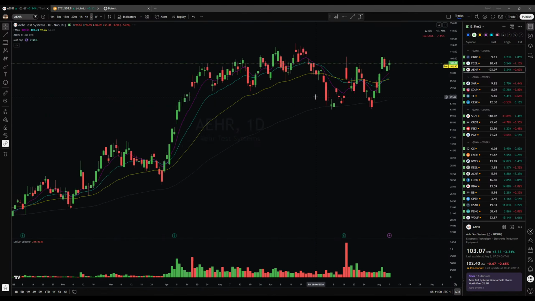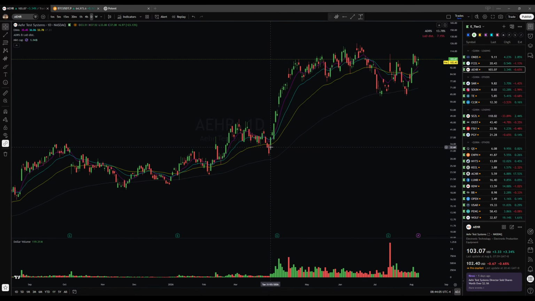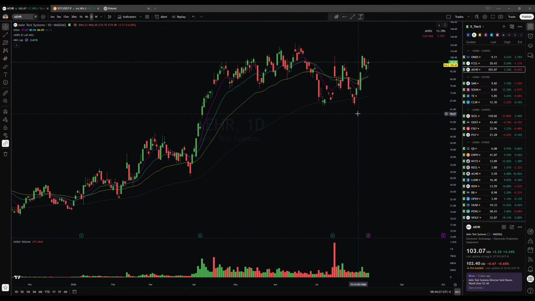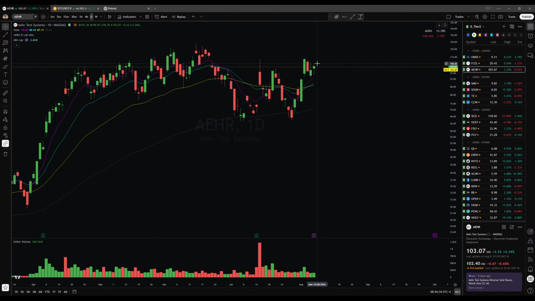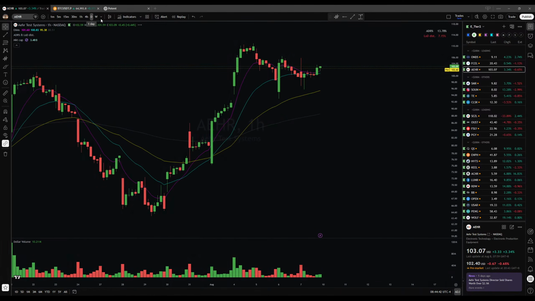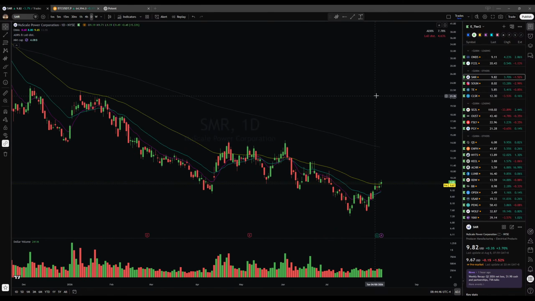But AEHR is a stock that loves pulling back. I'm not going to buy the breakout on this inside day breakout. I think 90% of the time I won't buy this inside day breakout. Probably going to wait, maybe trying it around the 9 EMA on the daily chart, or the 50 EMA on the 60 minute chart.